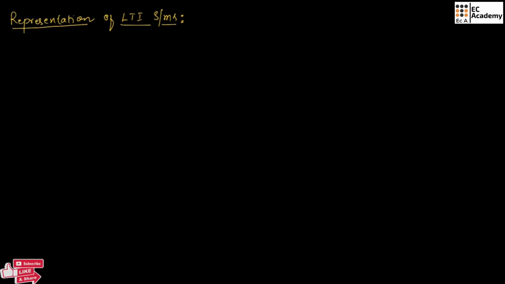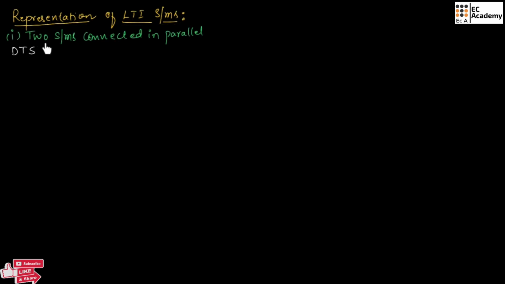In this lecture, let us understand the representation of LTI systems. The LTI systems can be represented in two forms. First one is parallel representation and second one is cascade representation. First, let us consider two systems that are connected in parallel.